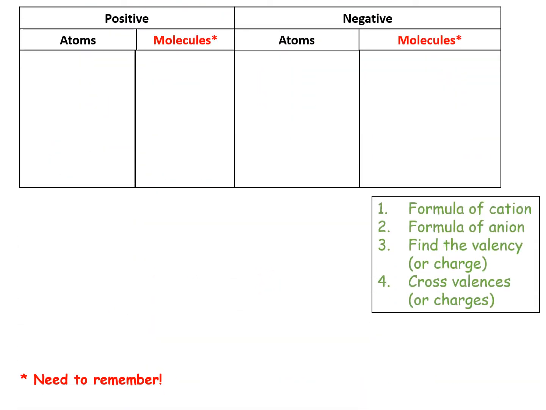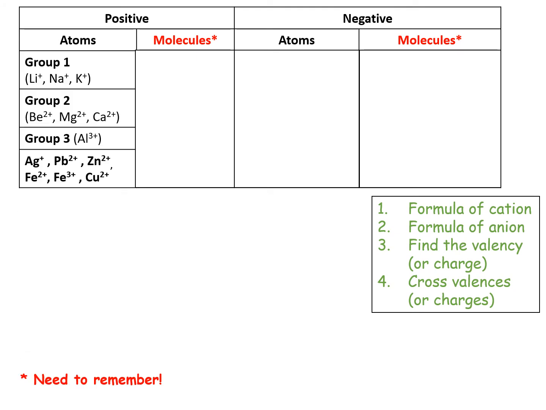Now I've just summarized these in a table to show you what you need to remember. For your positive atoms, you know what the formula is by looking at the periodic table. You can find out the chemical symbol, and you can find out the charge depending on what group it's in. So all group 1 elements have a valency of 1, all group 2 elements have a valency of 2, all group 3 elements have a valency of 3. There are some other ones here which will give you Roman numerals, 2 or 3 or something like that, to tell you 1, 2 or 3.